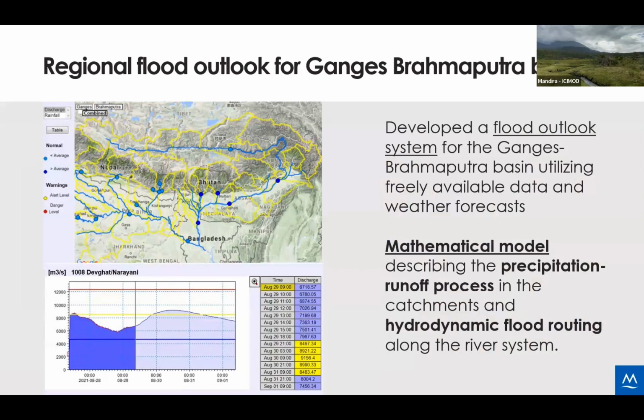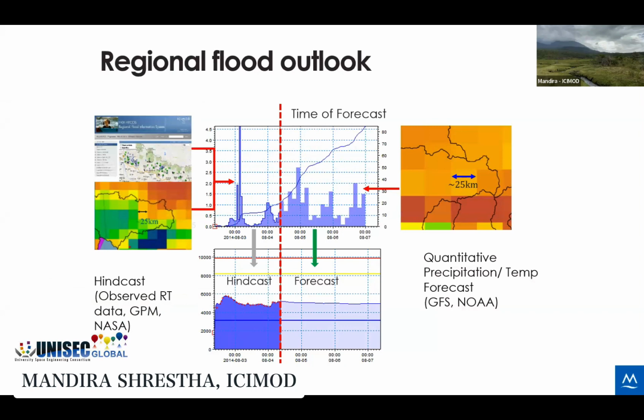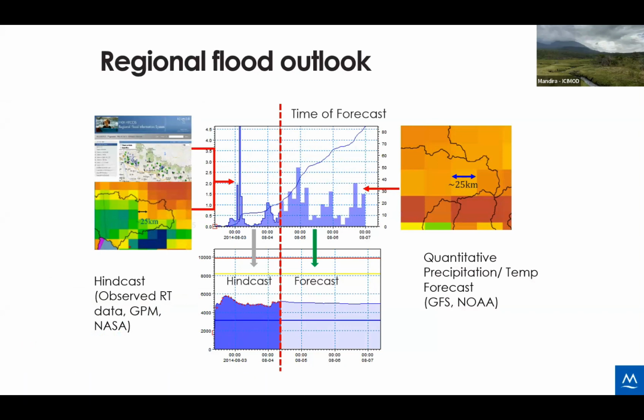Here is another example where we are applying satellite-based products to come up with a model. It's a regional model for the Ganges and Brahmaputra basin. It's a mathematical model, but the data provided as inputs are satellite-based rainfall estimates, numerical weather predictions, and various global forecast models, from various satellites. This is an example of how we are forecasting the outlook of the floods 3 days in advance. We use the hindcast, the observed real-time data, as well as the data from the GPM satellites from NASA and JAXA, and then use it with data assimilation and the forecast information from various models in order to provide the 3-day outlooks.